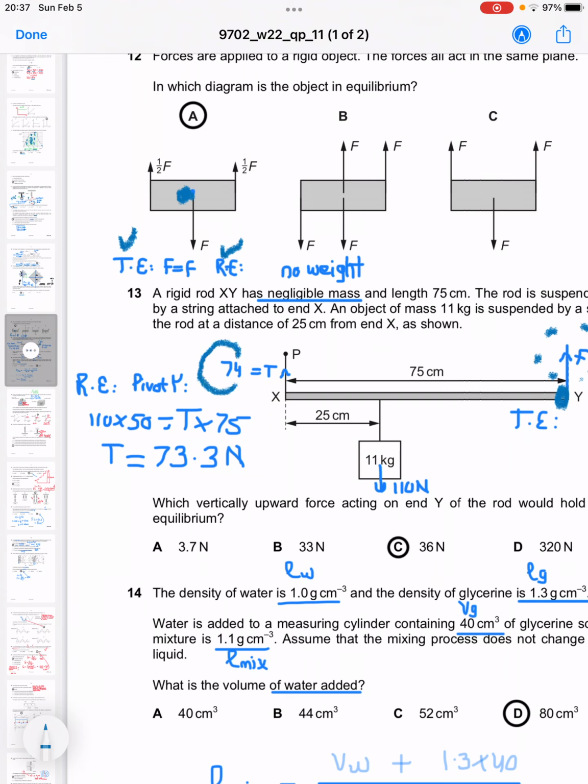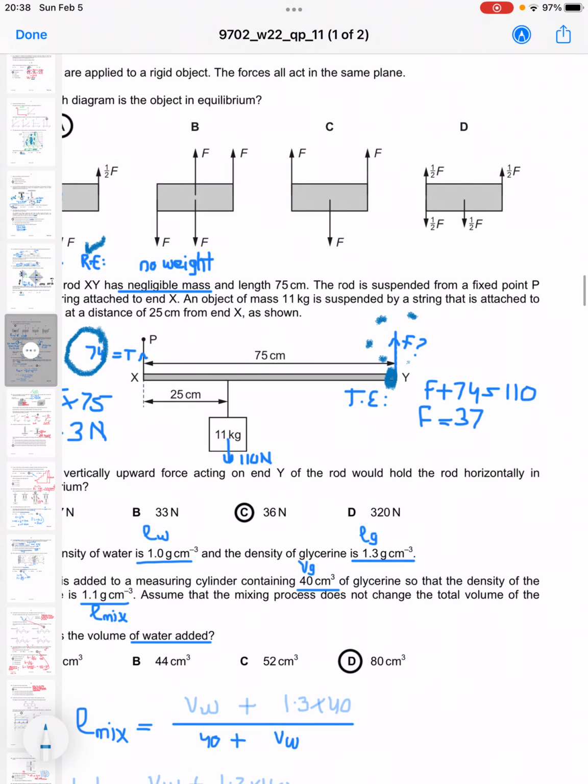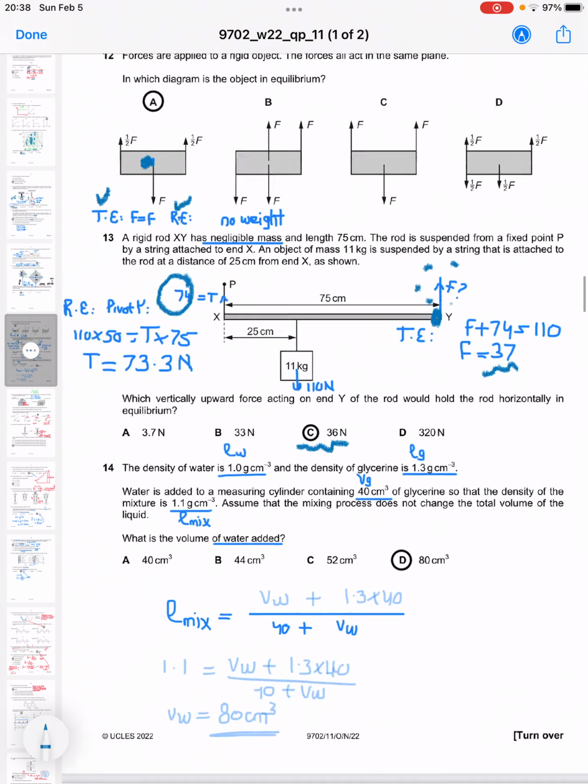So this is 73.3. Now apply the translational equilibrium. So for upward forces equals downward forces, so 74 plus F equals 110, so that would make up 37. So C is the answer. The difference in answers is because we are not using g as 9.8.